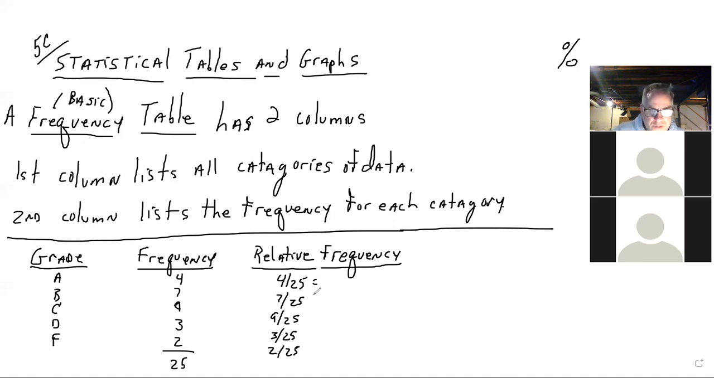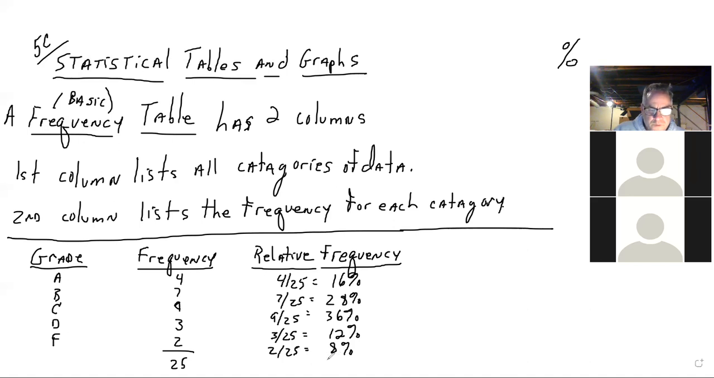Now, we could actually then get our calculators. Go 4 divided by 25. It's going to give it as a decimal, 0.16. And then move the decimal place twice and write it as a percentage, or we could say the relative frequency is 16%. 7 out of 25 is 0.28, or 28%. 9 out of 25 would be 36%. 3 out of 25 would be 12%. And 2 out of 25 would be 8%.